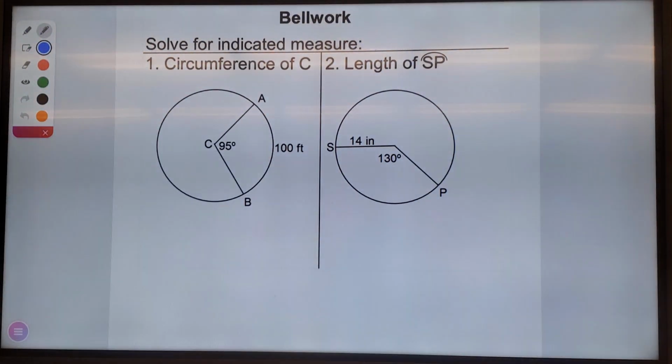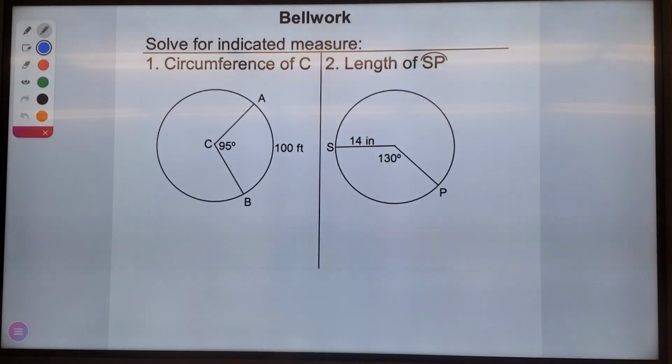All right, welcome to the video on finding the area of circles and the area of sectors. Okay, a sector is just a chunk of a circle. All right, so bell work wise, again, we're just going to revisit the circumference and arc length.